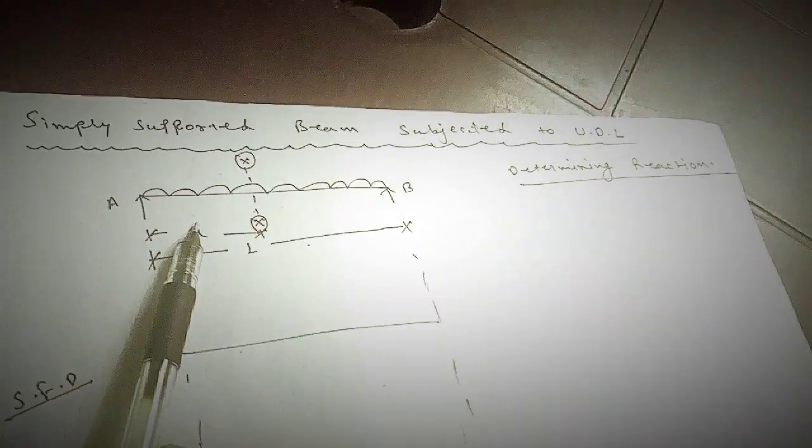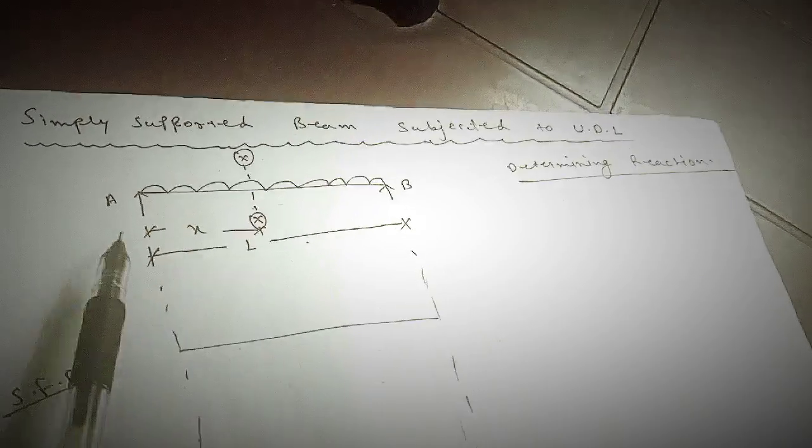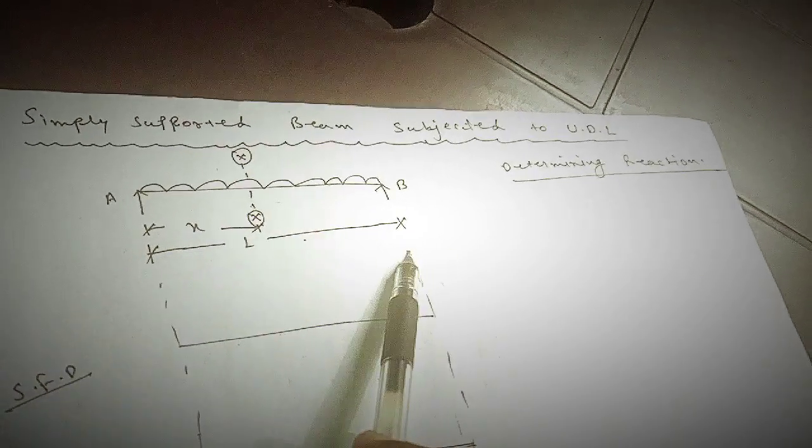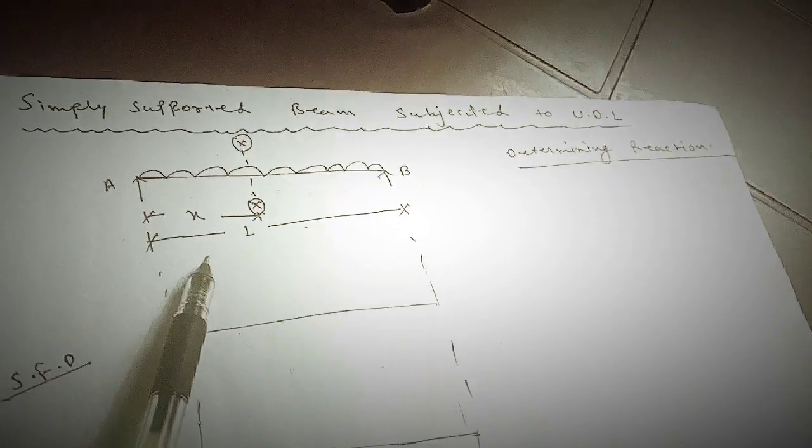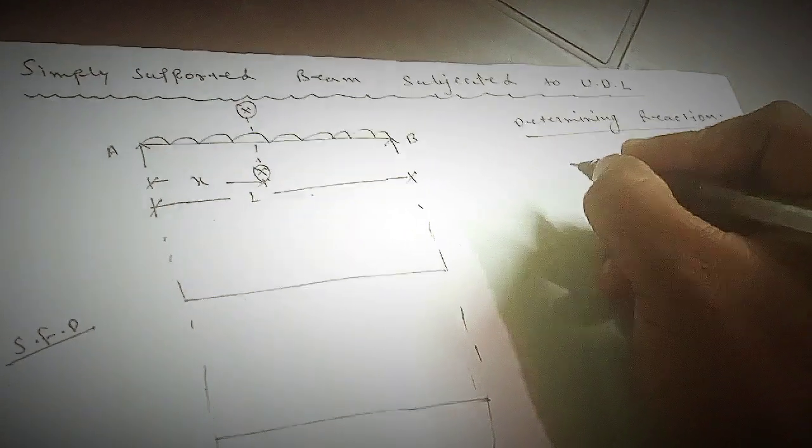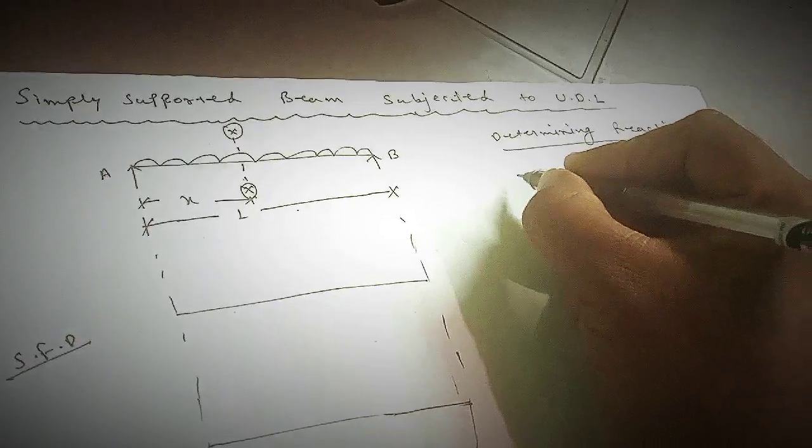See, a UDL load is applied here. It is a simply supported beam, supported at end A and supported at end B. The total length is L. I have made a section X. For the section, we will discuss shear force and bending moment. Let's determine the reaction first.